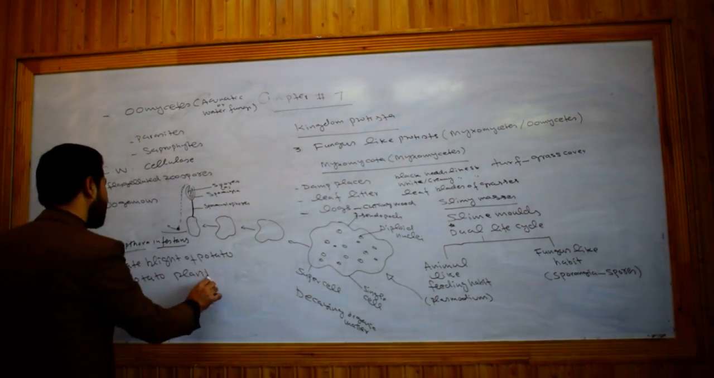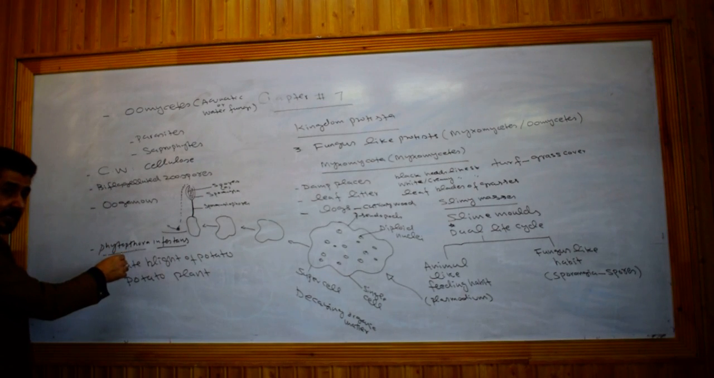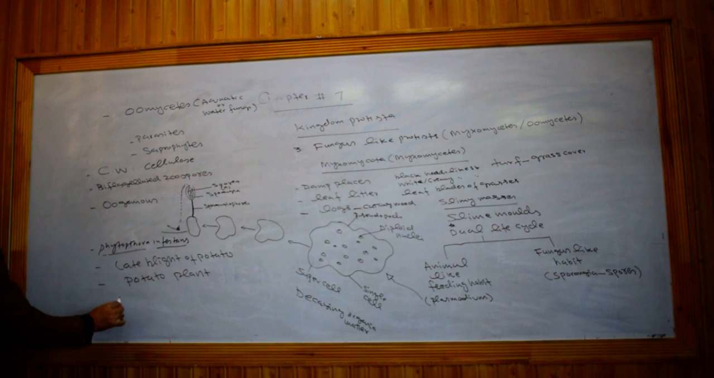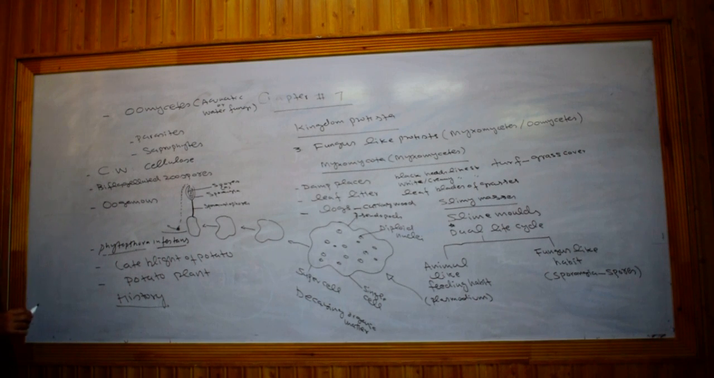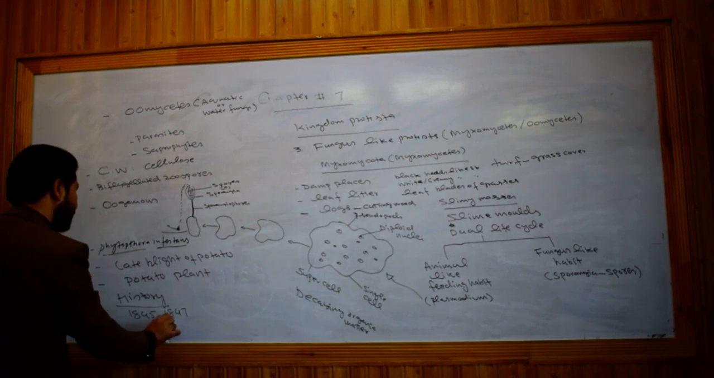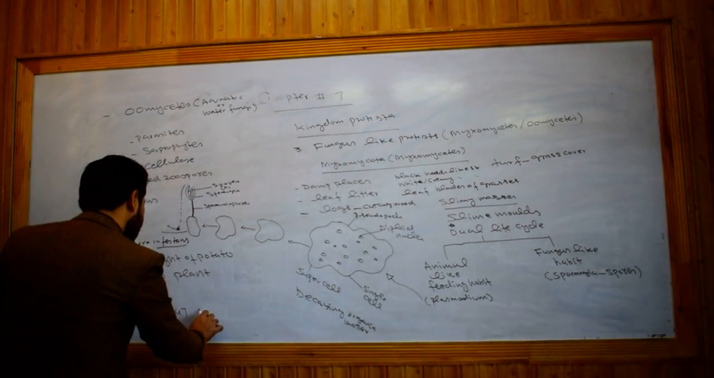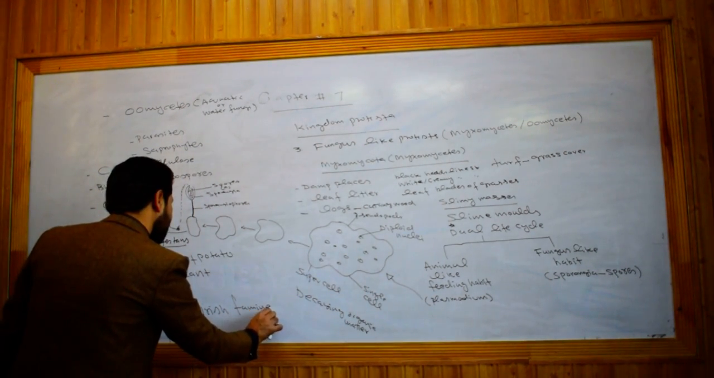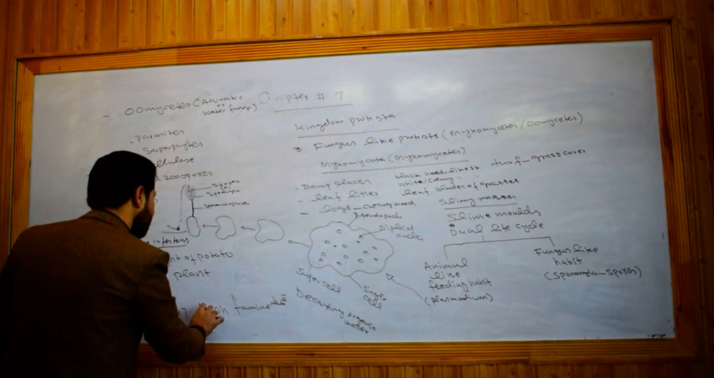This Phytophthora infestans fungus has a history. What is the history of this fungus? Why does it have historic importance? Because in 1845 to 1847, this fungus was responsible for what? The famous Irish famine. Famine means the extreme scarcity of food; the unavailability of food is called famine.